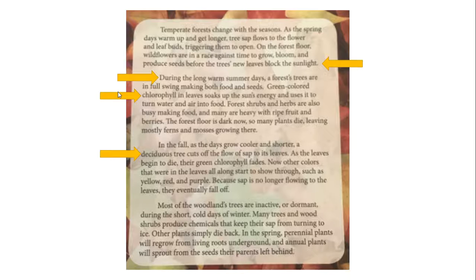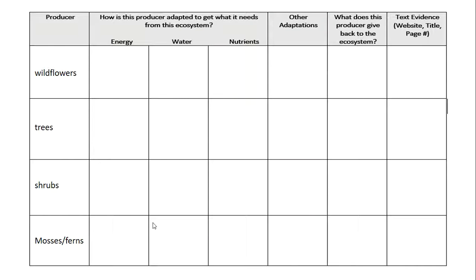I saw here that deciduous trees cut off the flow of sap to its leaves, because up here we learned that that sap is a trigger for things to sprout and for things to blossom. In the winter, they adapt, they stop doing that, so they know it's time to shut down. Here I saw that trees are inactive or dormant. That's because they're being triggered to shut down up here. And they produce chemicals that help keep their sap from freezing. So these are a lot of adaptations I've learned about.